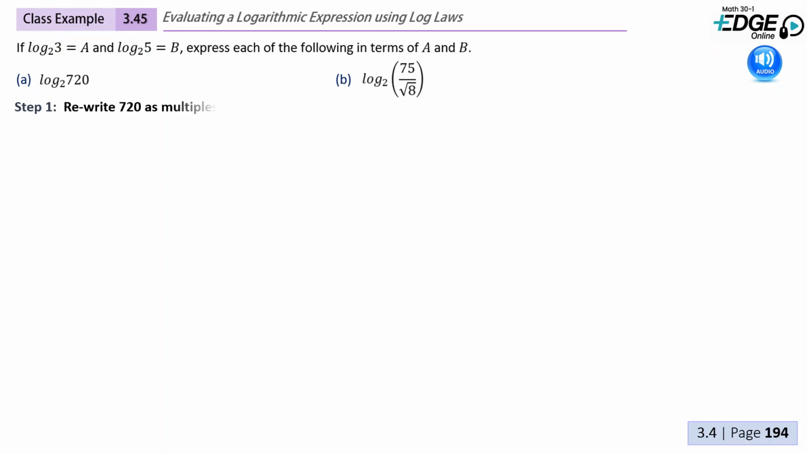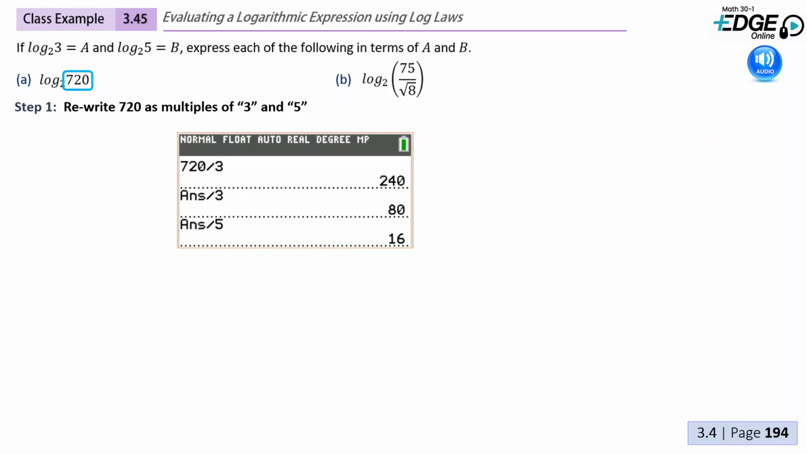So what we want to do is rewrite 720 as multiples of 3 and 5. So we can just start dividing by 3 and 5. Doesn't matter which order. And we don't have to concern ourselves with dividing by other numbers because we want it to be 3 and 5.